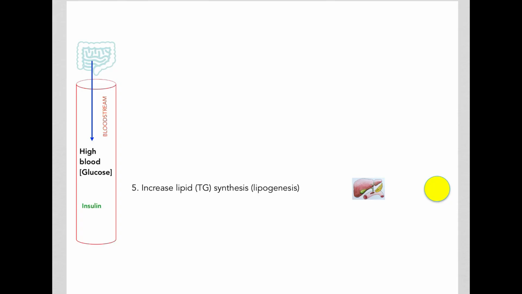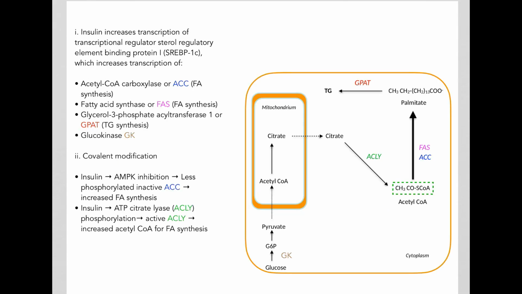So let's look at how insulin first increases lipid synthesis, and we will begin with how it does this in the liver. Now in the liver, insulin will increase the transcription of this protein here called SREBP-1c, which stands for sterol regulatory element binding protein. And the increase in this protein will lead to the increased transcription of several enzymes that are involved in lipid synthesis.